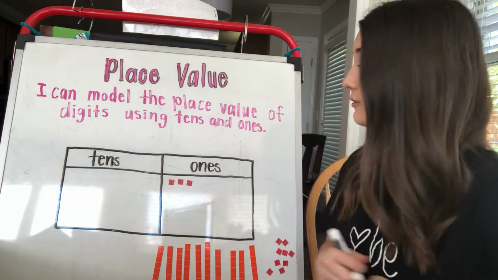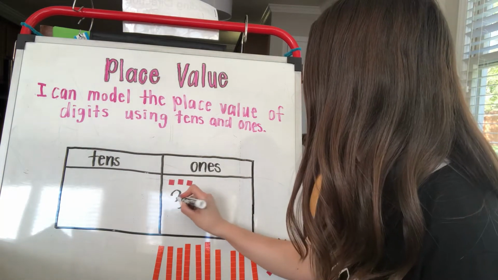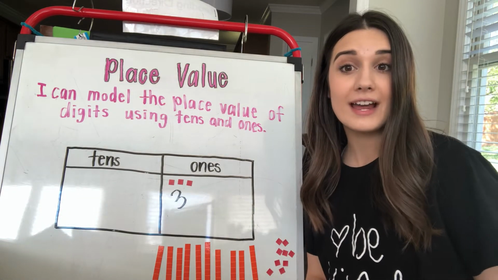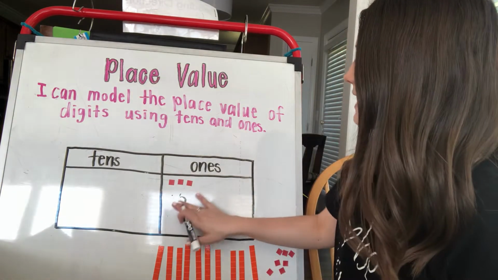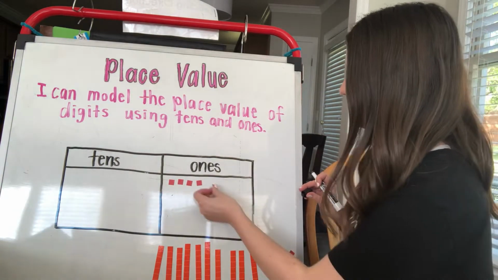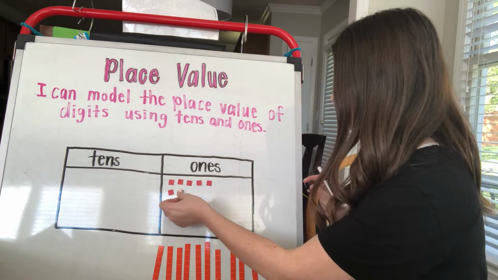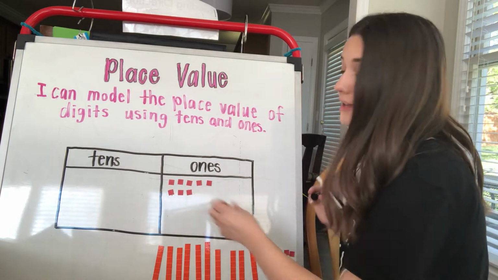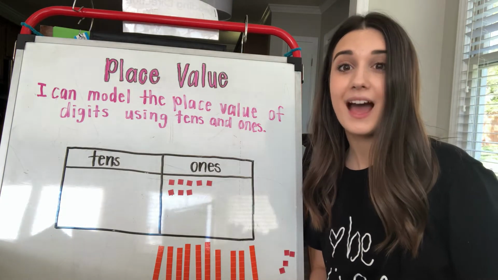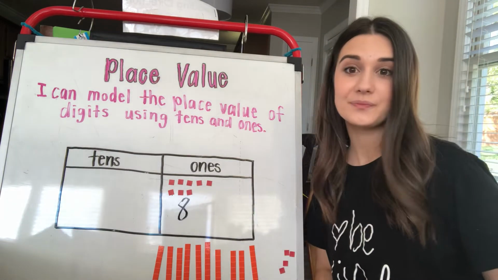I could use a 3. The digit 3 tells me that I have 3 ones in the ones place. Now what if I add some more ones? Let's see what happens then. I'm going to add a few more ones, and we are going to see what digit I would use then. Now what digit would I use to represent the ones in the ones place? I could use an 8 to represent the ones in the ones place now.